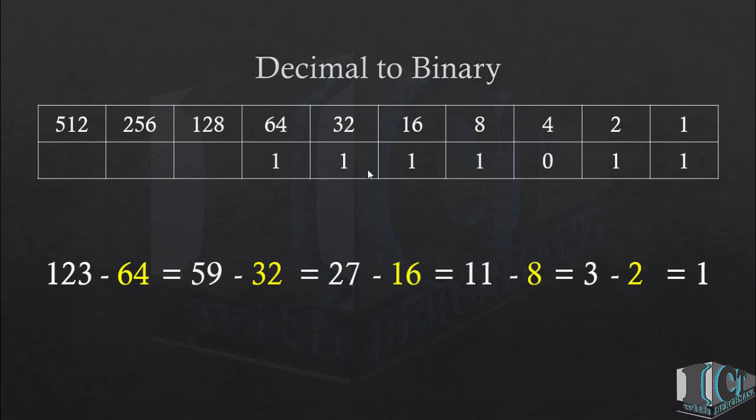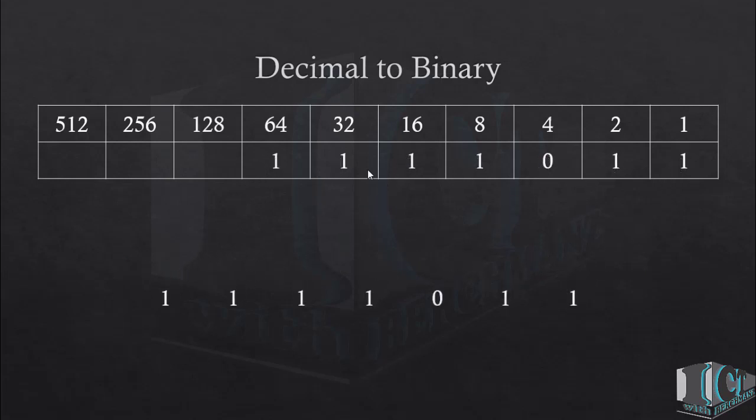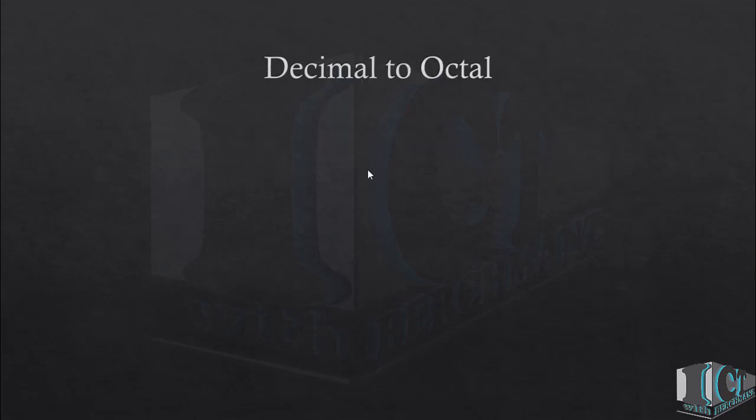Now this is another method of converting decimal to binary. You can see the numbers there from 64 to 1, the same value that we got from the previous method, that is 1111011 base 2. So this is another method to convert decimal into binary. Next we will look at how to convert a decimal number to octal.